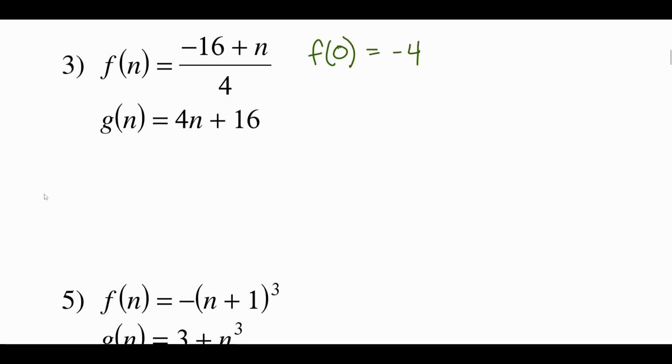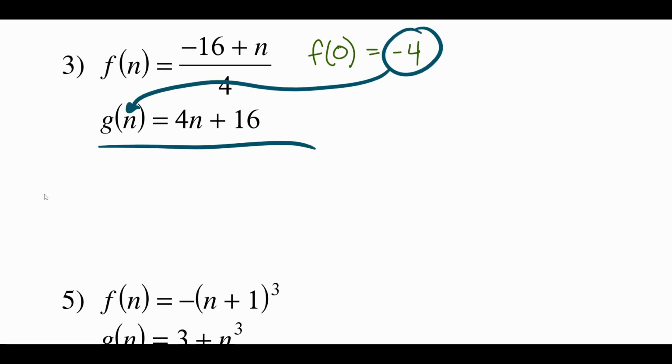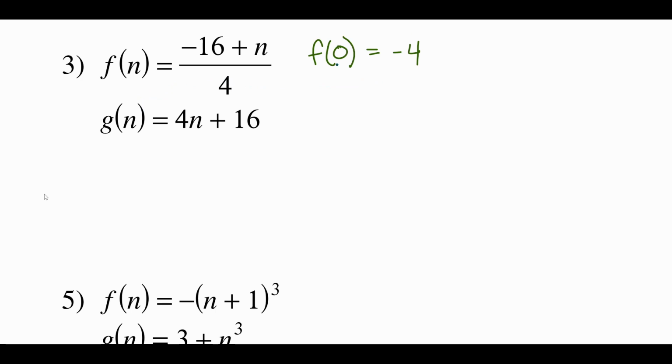Now what am I going to do? I'm going to take this negative 4 and plug it into my other function. So the output of my first function, when I plug that in as the input of my second function, or the function in question, to see if it is indeed an inverse, I should get the original input into that first function. So I know that's a lot, but we're taking this negative 4 and plugging it in for n in our second function.